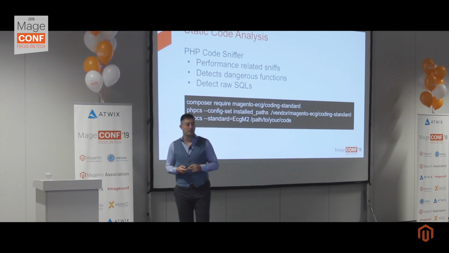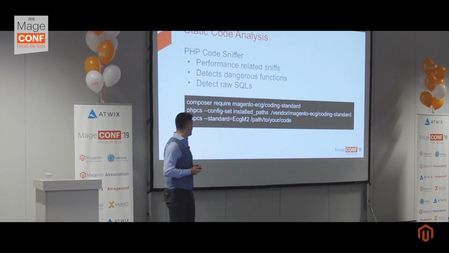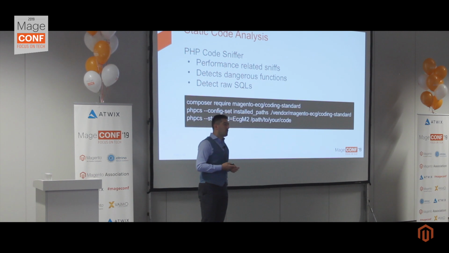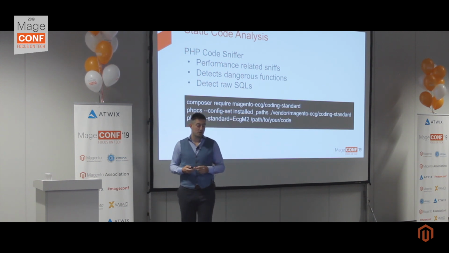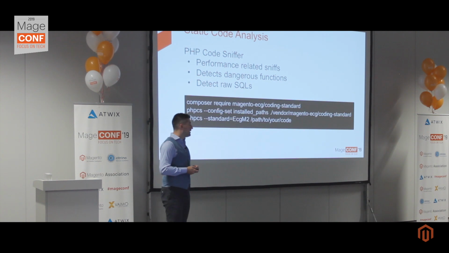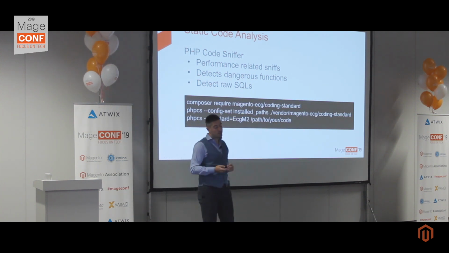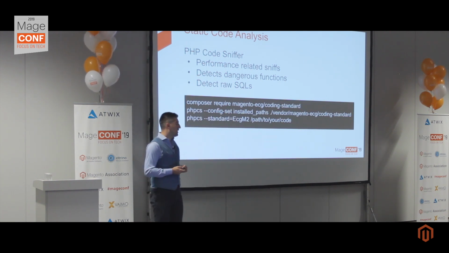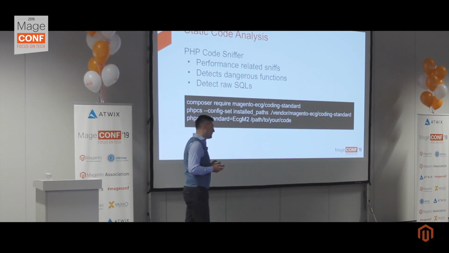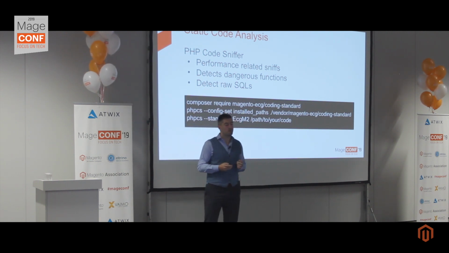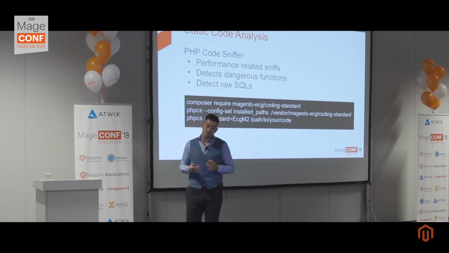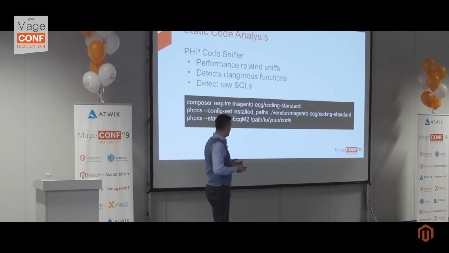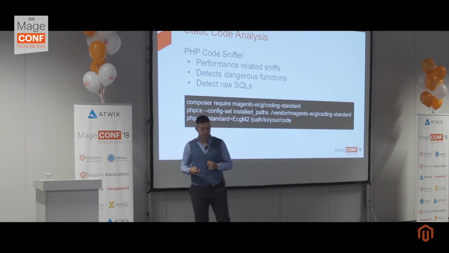So first, static code analysis. I'm pretty sure that everyone here has heard of PHP CodeSniffer. Besides performance-related sniffs, which are not in focus in this talk, we have detection of dangerous functions, which we'll pay attention to later. And it can detect raw SQL, which could direct us to take a closer look at what's happening there. Is there anything to be afraid of, or could we refactor that by using Magento-provided mechanisms?